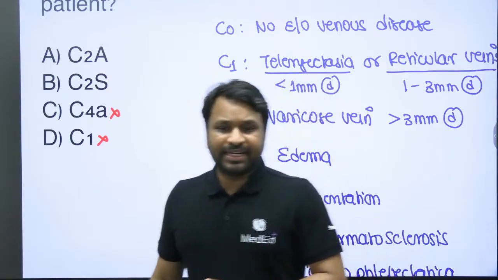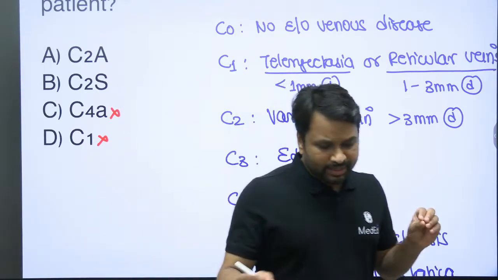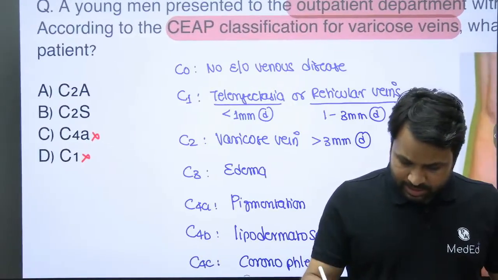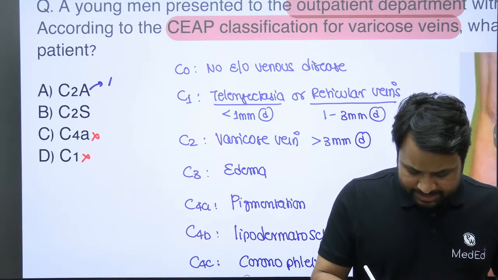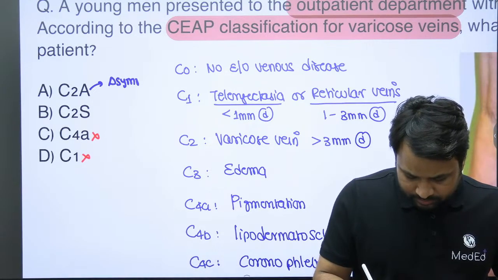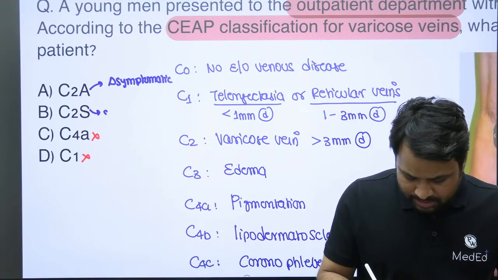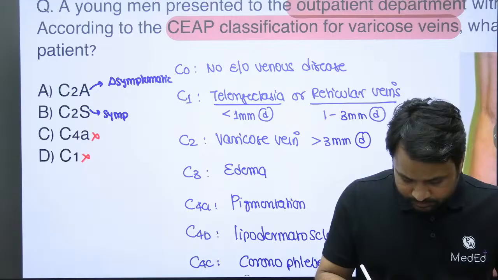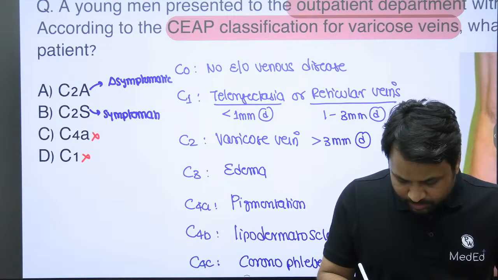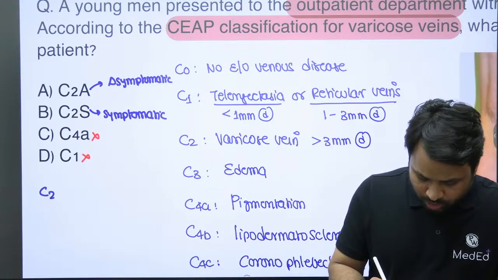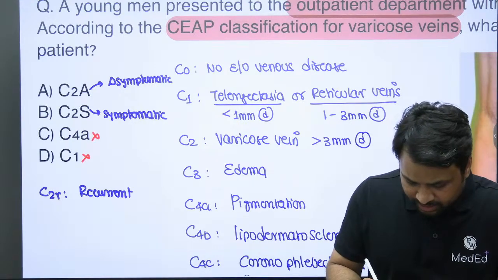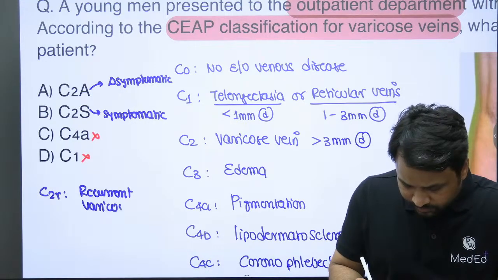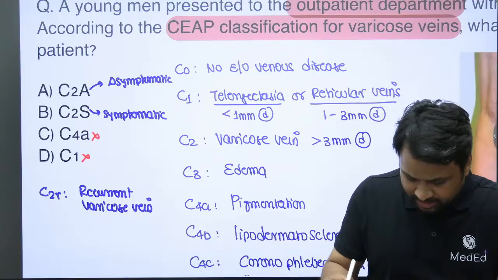Very good. C2A is asymptomatic and C2S is symptomatic. So when we say C2A, it is varicose vein which is asymptomatic, and C2S is where it is symptomatic. Why this becomes important is there's something called C2R also. C2R basically means recurrent varicose vein.